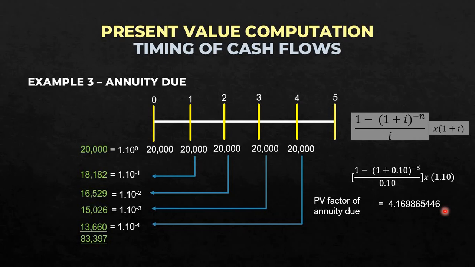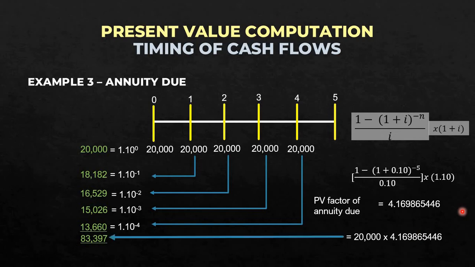Syempre, ang purpose ng ating present value factor of annuity due is imumultiply natin to sa future cash flows. And again, gagamitin lang natin to kung ang future cash flows ay pare-parehas at sila ay marireceive or babayaran in equal intervals. So ito, 20,000 naman siya pare-parehas at equal naman kasi every 1 year bago sila matatanggap. So 20,000 multiplied by the present value factor of annuity due, ang sagot dyan is 83,397 pesos.